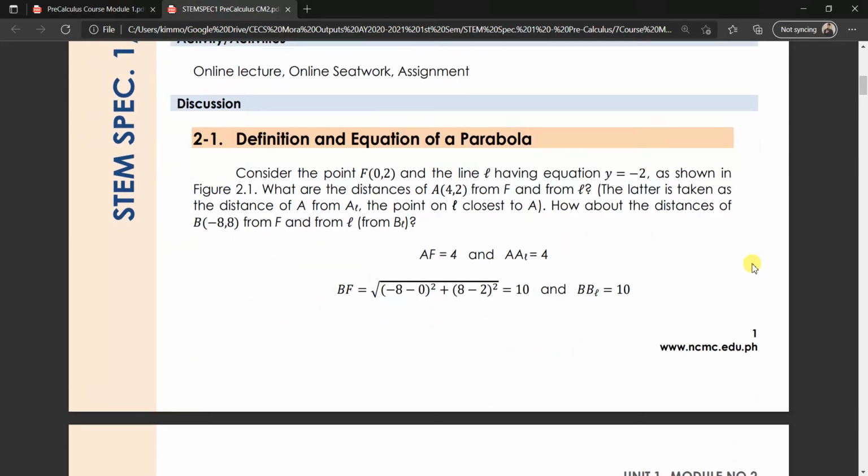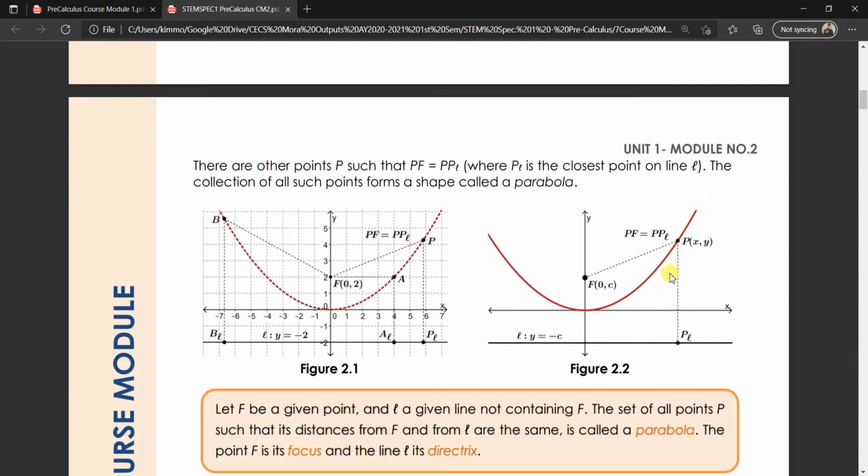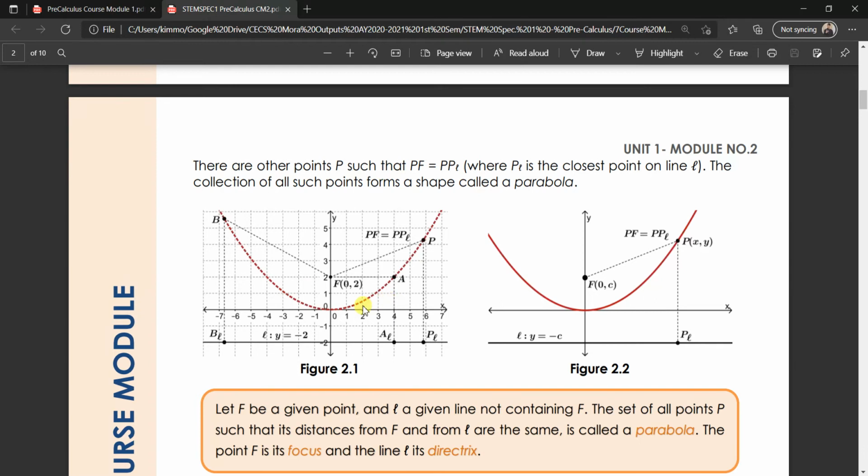So let's start. First is about the definition and the equation of a parabola. Consider a point F at (0, 2). The coordinates of F are located at 0 for x and positive 2 for y. And the line L has the equation y = -2, as shown in Figure 2.1. So F is located at 0 for x, positive 2 for y. So this is our F.